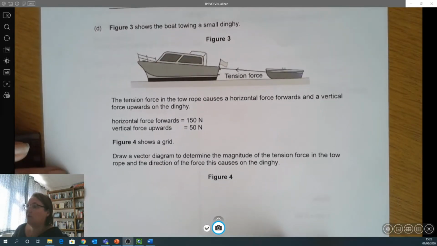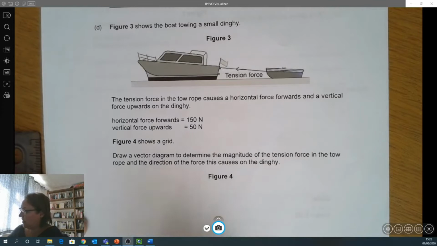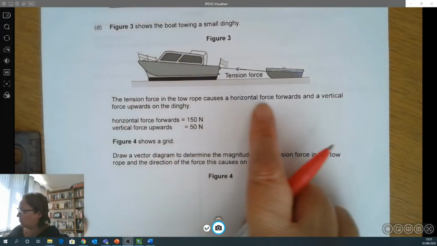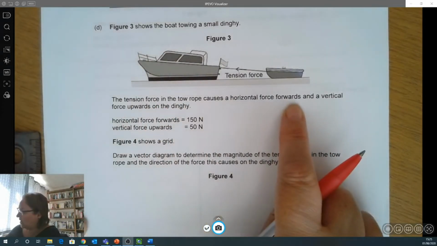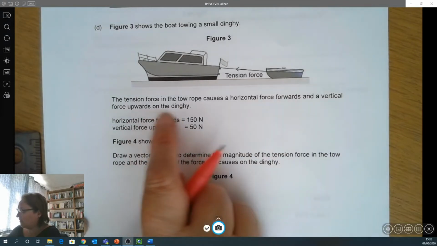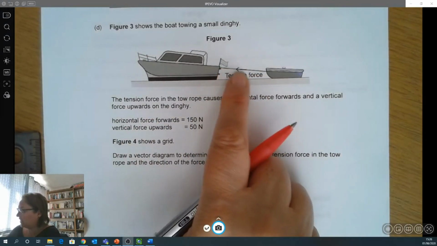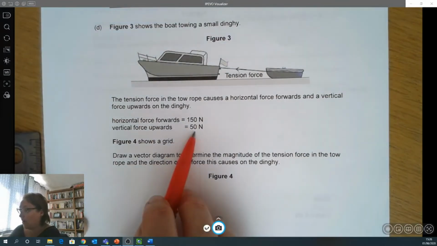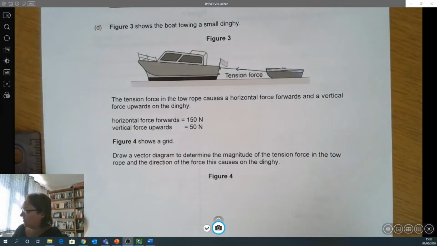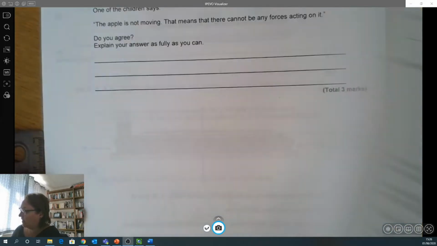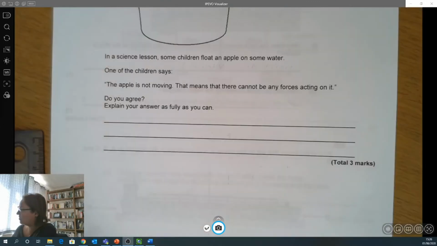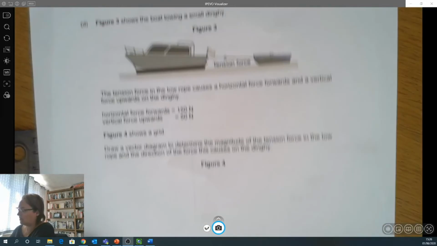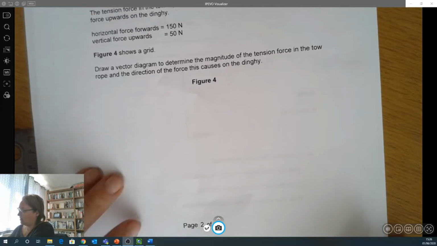So I've got a boat towing a dinghy this time. The tension force is caused by a horizontal force and a vertical force. So I've got my tension force here, and I can resolve it into 2 components. I'm given the 2 components of the force, and I've got to draw a vector diagram to measure the magnitude and direction of the tension force. Oh, I thought I was going to be given a grid to do it on, sorry.